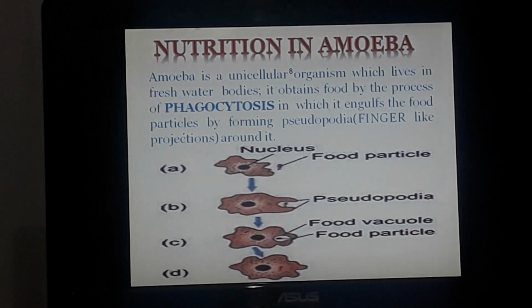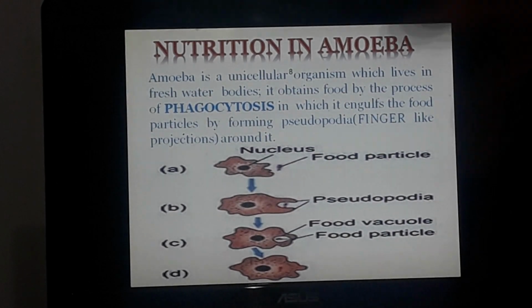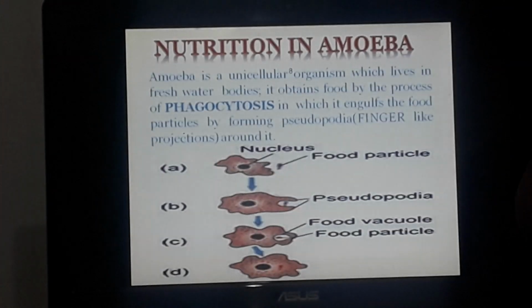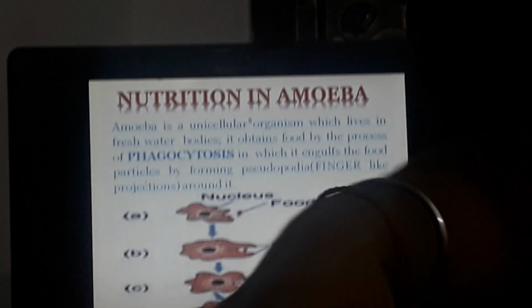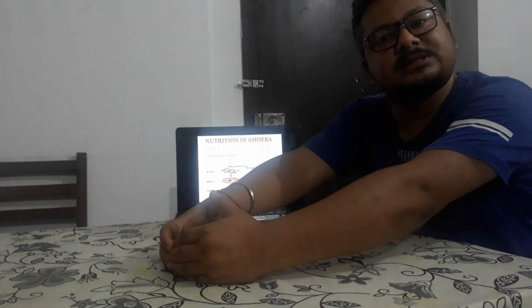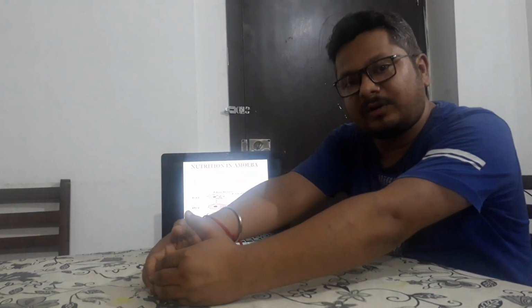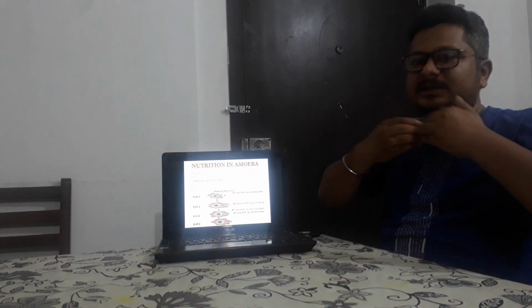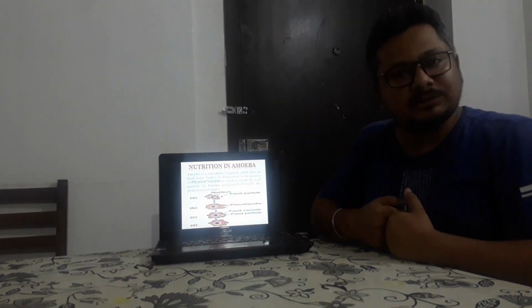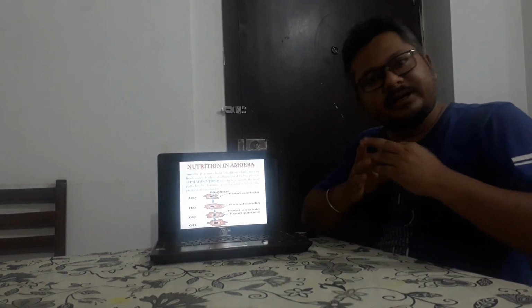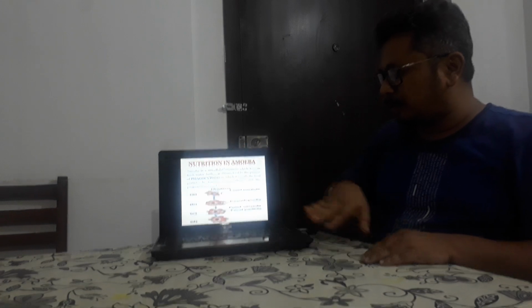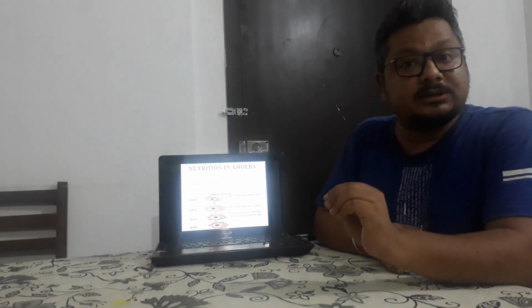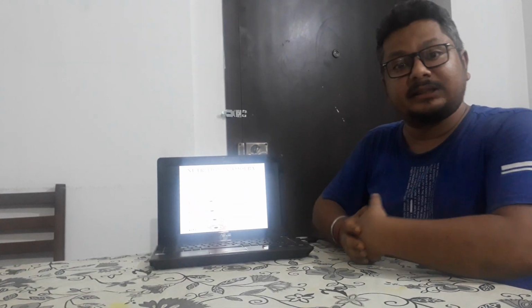What is the meaning of phagocytosis? That means it engulfs the food at once. Say this is the food here. What it will do is surround the food on all sides, take the food inside its body, inside its mouth. And then the entire process will take place inside the body of amoeba. So that is the process of phagocytosis, that is taking the food at once inside the body.